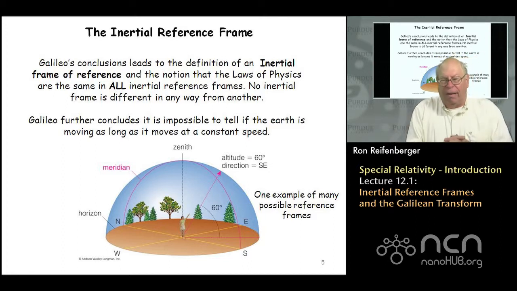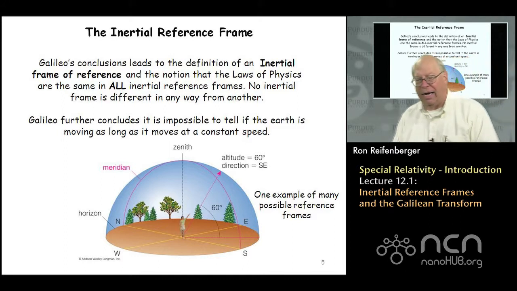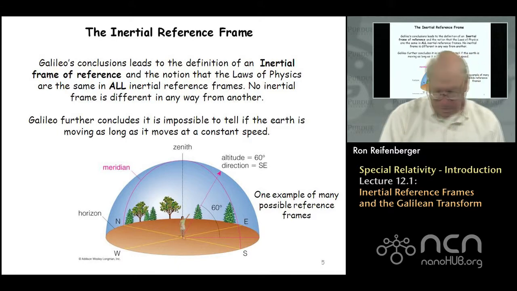So what's an example of an inertial reference frame? Well, you could have many possible reference frames. One example is the one that we've created on Earth, where we define directions in terms of north, south, east, and west, and where we define angles in terms of the zenith and the horizon. So you can define angles of stars or planes that are flying with respect to an angle that's measured from the horizon. This is just one example of a possible inertial reference frame.